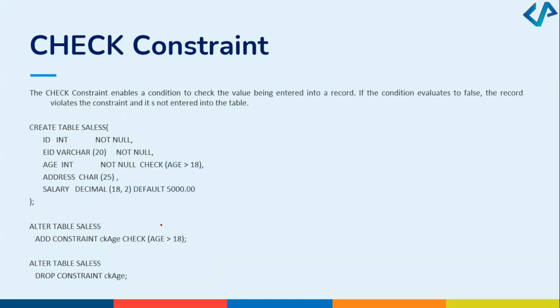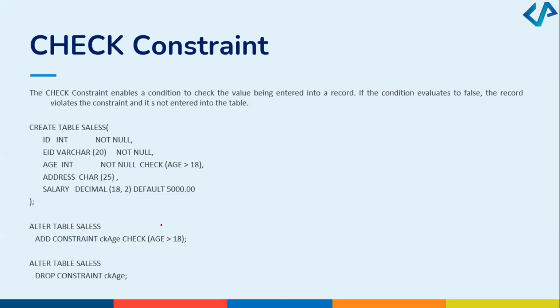Okay. We have one more constraint, which is a check constraint. So what will a check constraint do? Let's say I have a license making software, and this software should issue a driving license to people only if their age is greater than 18 years. Otherwise, it should not issue the driving license. How can I do that? I can create a table sales. I can put ID, employee ID, age, address, salary.